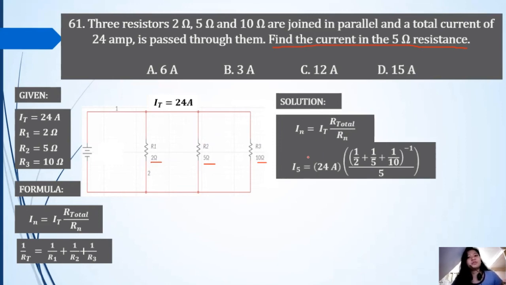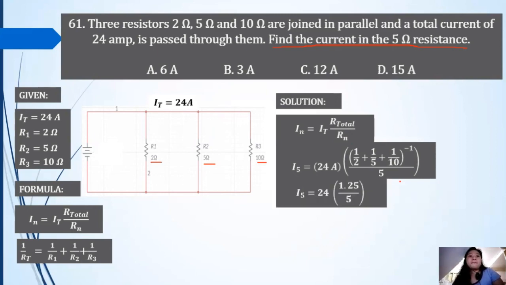And since we will be solving for the I5, we substitute: our I total is 24 amperes. Then R total, in solving for the parallel circuit, we have 1 over 2 plus 1 over 5 plus 1 over 10, all to the power of -1, which is the reciprocal, to get the R total of the parallel circuit. And then the Rn is 5, our 5 ohms resistance.